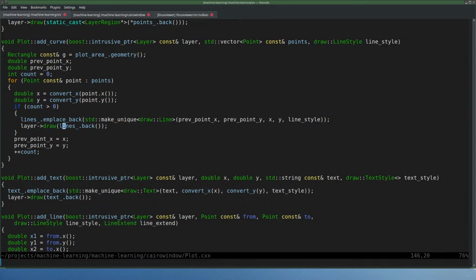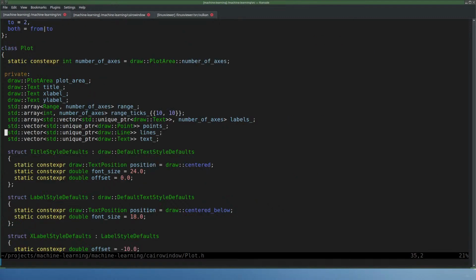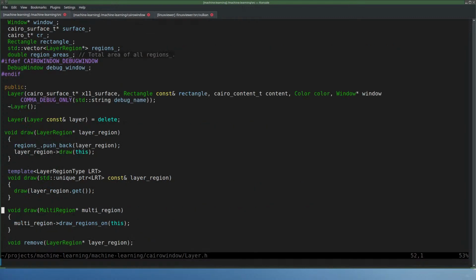This adds, this calls draw on whatever is in lines, which is obviously a line, the unique point over a line, and now we call draw on that. So that would be this one, which then calls draw with the line pointer, which is this one. Which does a pushback of the pointer to the line, and then we call draw on it.